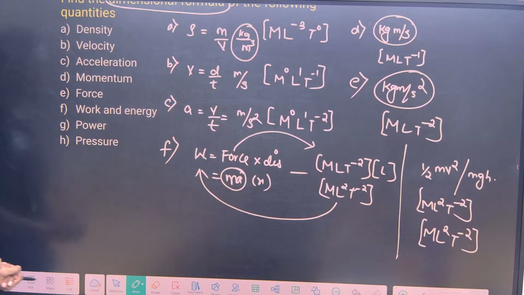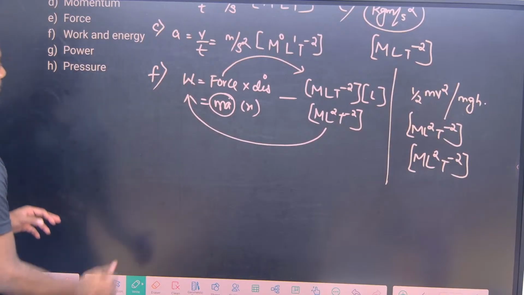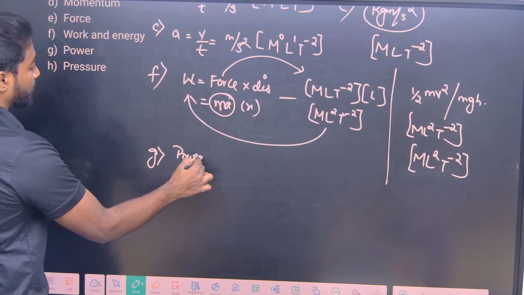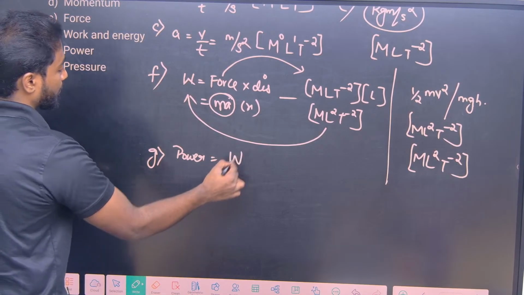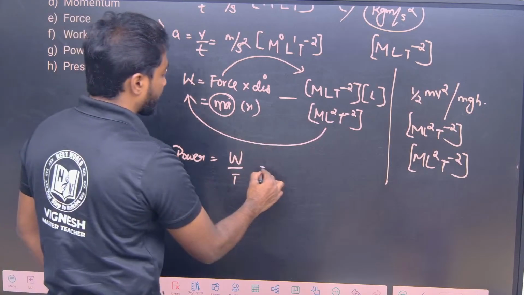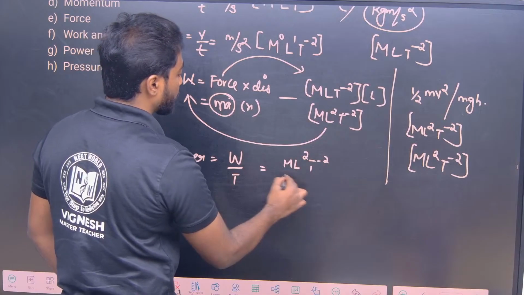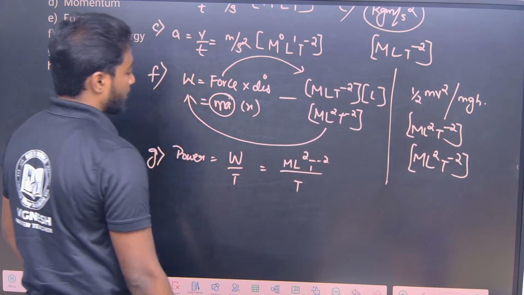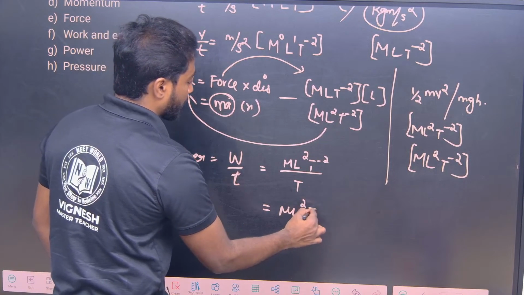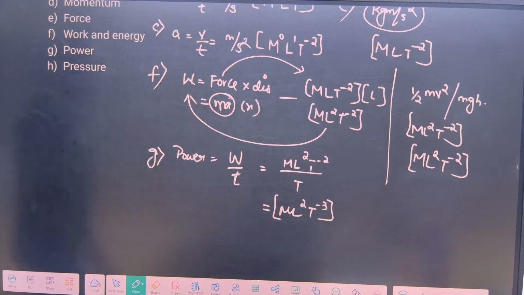And what about the seventh question? Seventh is power. So power is nothing but work done by time. So work done, we got the answer, right? So m L power 2 T power minus 2 divided by T. So m L square T power minus 3 is the power dimensional formula.